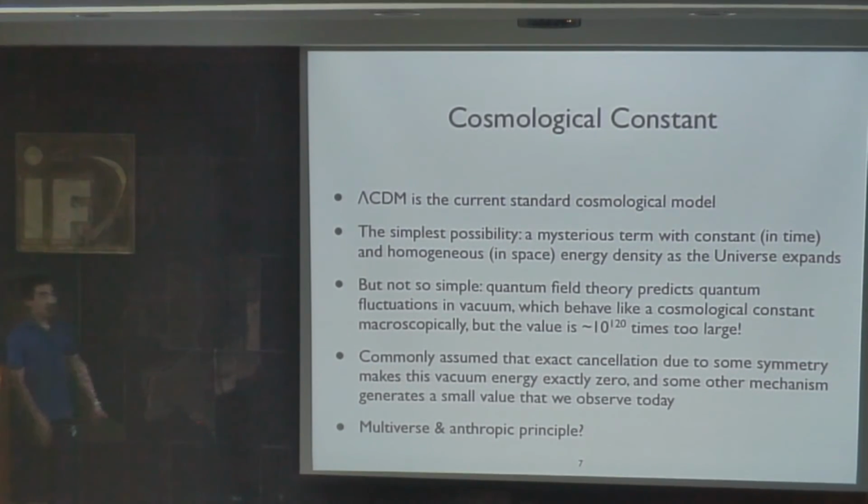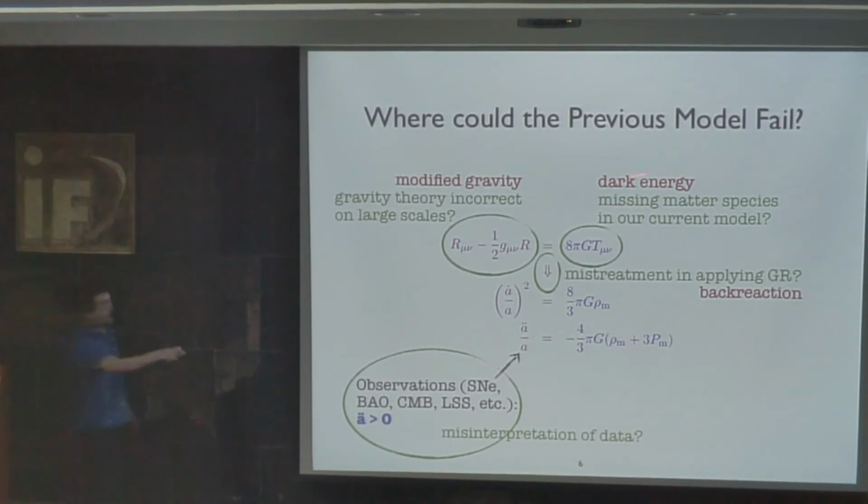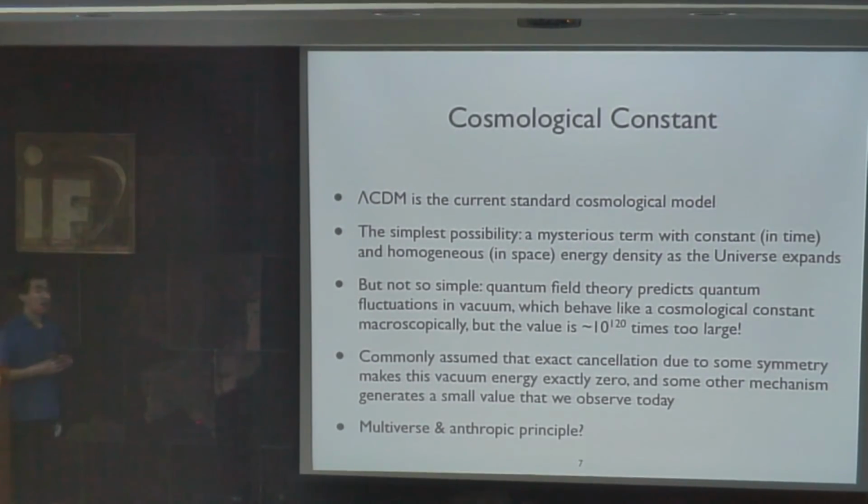So a cosmological constant is one of the most special possibilities. It actually belongs to this class of models, dark energy. And it is special because it is a constant. Its energy density doesn't depend on time. So the universe expands, but the density of this cosmological constant remains the same.